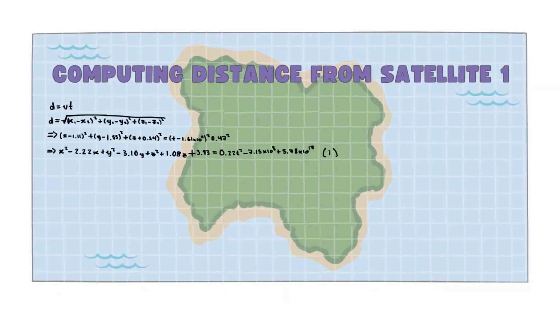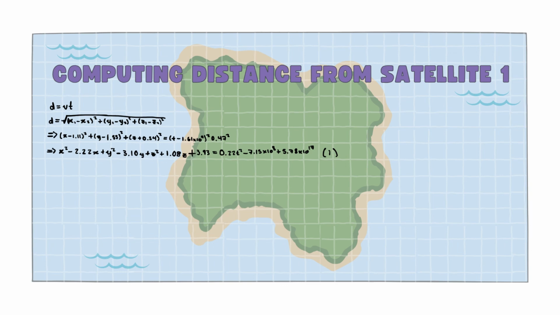Now we're going to be computing distance from satellite 1. Distance is equal to velocity multiplied by time. Another way of finding distance is to apply the formula, the square root of x minus x1 squared plus y minus y1 squared plus z minus z1 squared. Now, by equating these two formulas, we're able to create an equation for each satellite, therefore giving us a system of equations that we must solve.